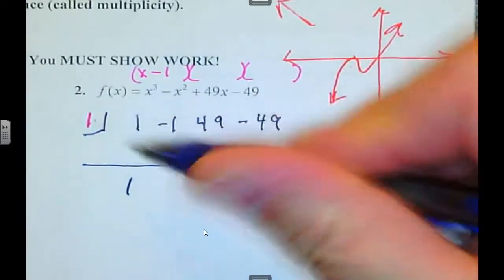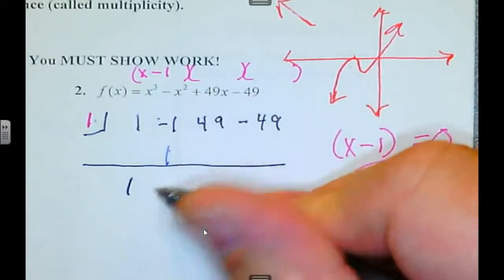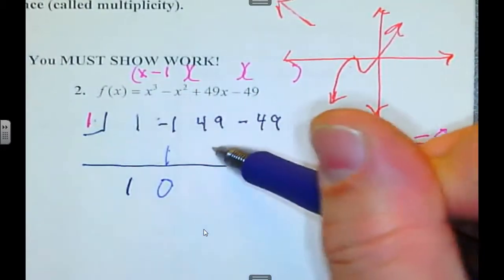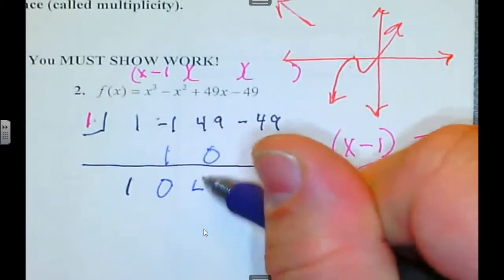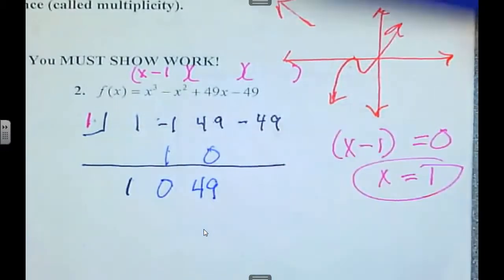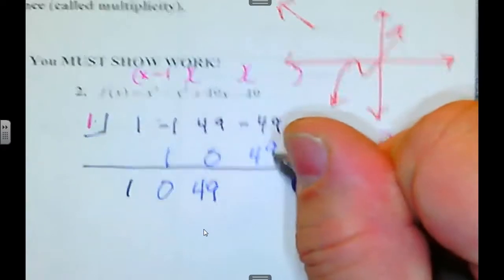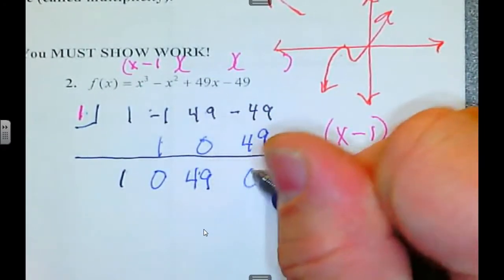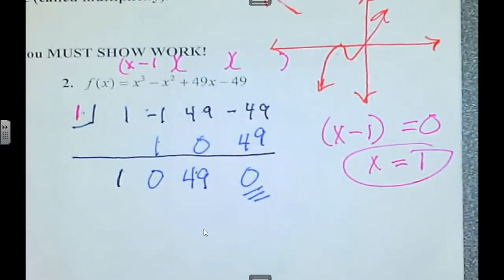1 times 1 is 1. Negative 1 plus 1 is 0. 0 times 1 is 0. 0 plus 49 is 49. 49 times 1 is positive 49. 49 plus negative 49 is 0. Now, you should get a 0 there. If you don't, you did something wrong.